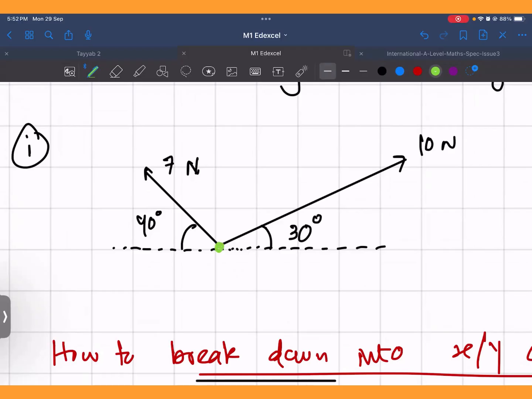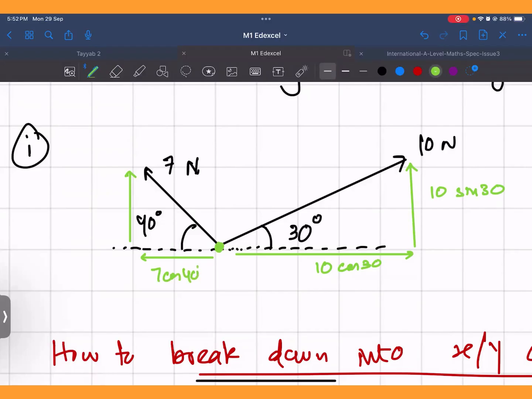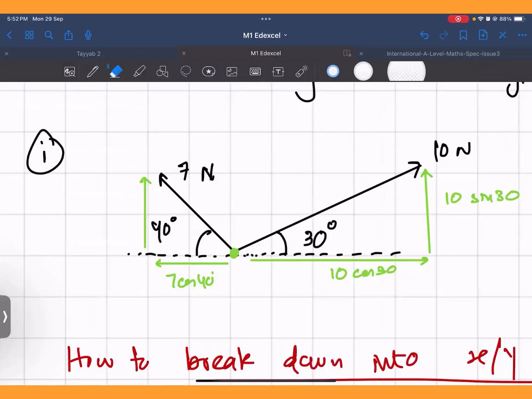So this would become, as we just found, 10 cos 30, and this would be 10 sine 30. And similarly, for the 7 Newton force, this would be the horizontal component, and this is adjacent to the angle. So this would be 7 cos 40. And this is opposite to the 40 degree angle, so this would be 7 sine 40.